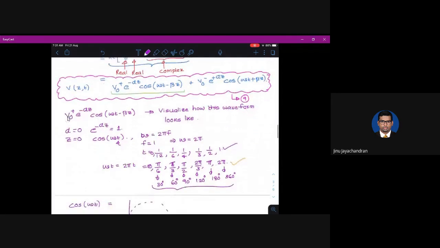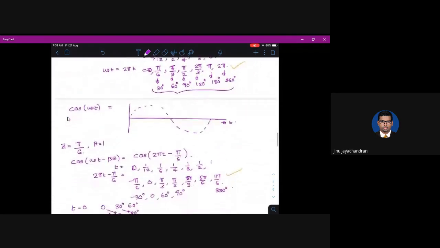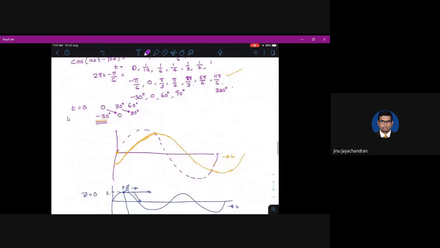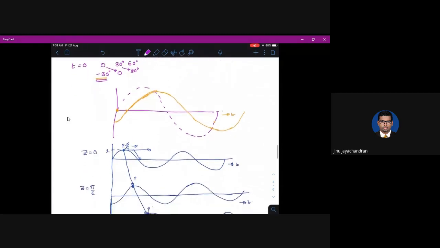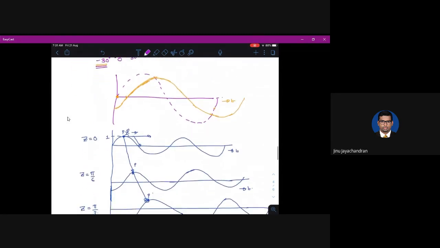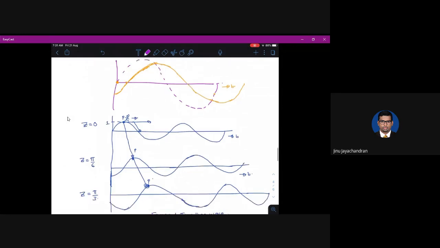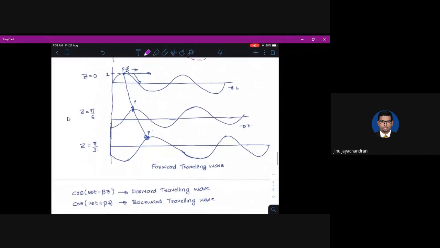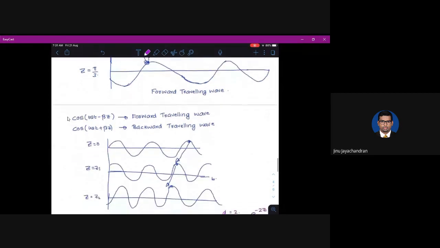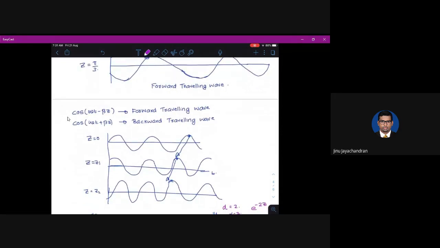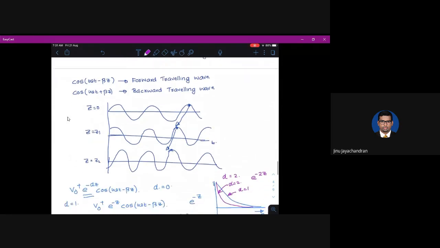Then we tried to visualize the wave, and we found that because of the z value, for each value of z the wave gets shifted. If you are standing over the wave, you will not travel along the wave, you will just get shifted like this. And this is a forward traveling wave because you are getting shifted in the forward direction. For the other term, cos of omega t plus beta z, you will get shifted in the backward direction, and so this is called a backward traveling wave.